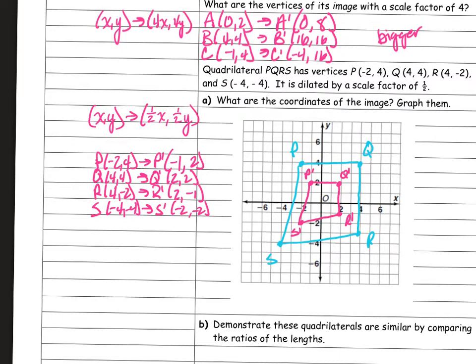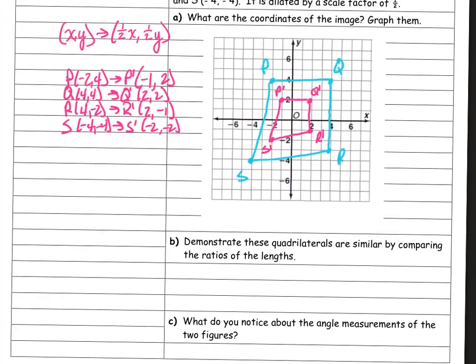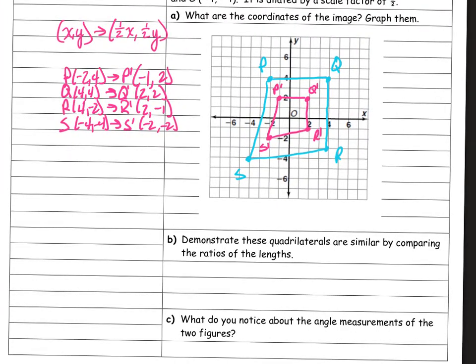Okay, so part B says, demonstrate that these quadrilaterals are similar by comparing the ratios of their lengths. Okay, so we're going to talk about the lengths we know. So I know that PQ is, how long is PQ? 1, 2, it's 6.